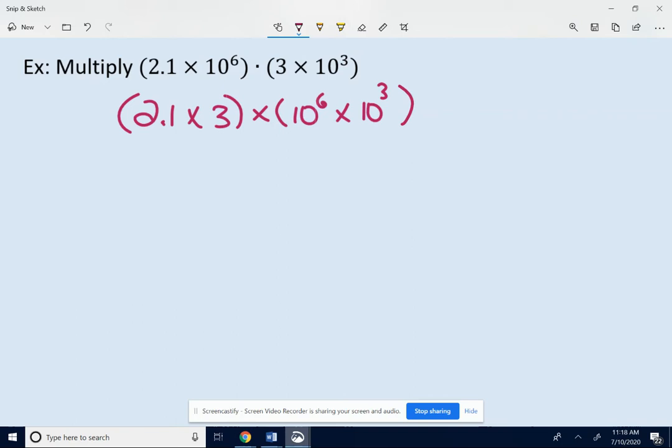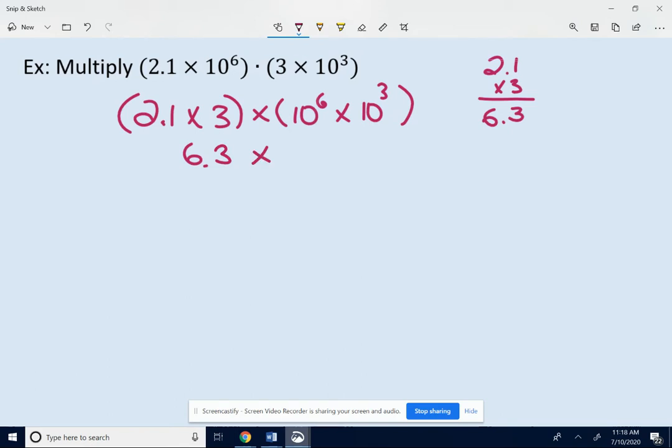And that makes it really nice because all we have to do is multiply 2.1 times 3. Okay, 3 times 1 is 3, 2 times 3 is 6. Decimal point one space over. So that's 6.3.